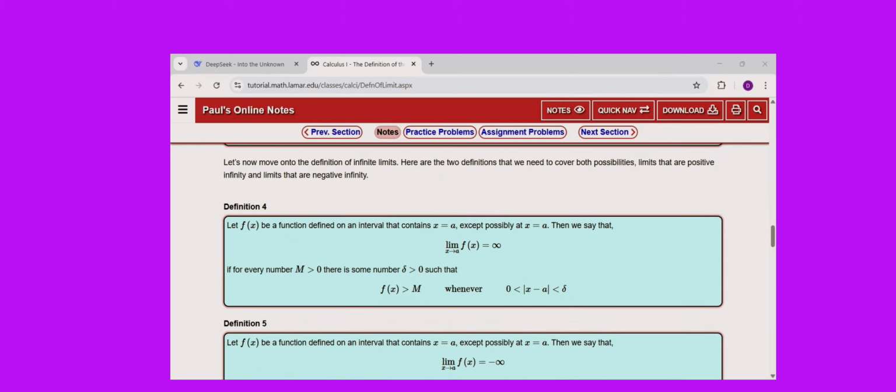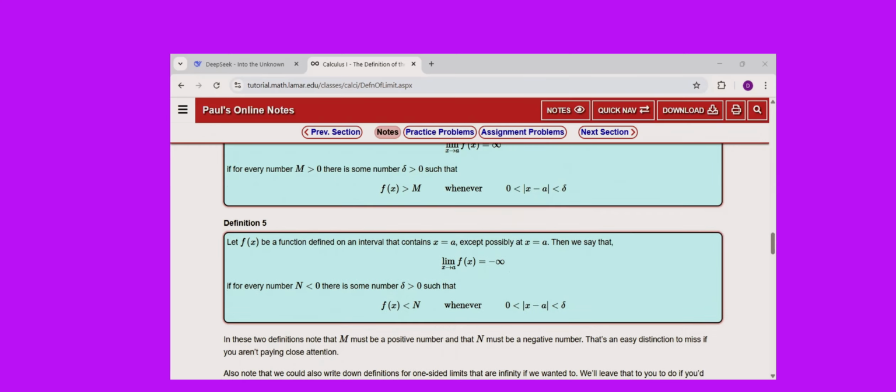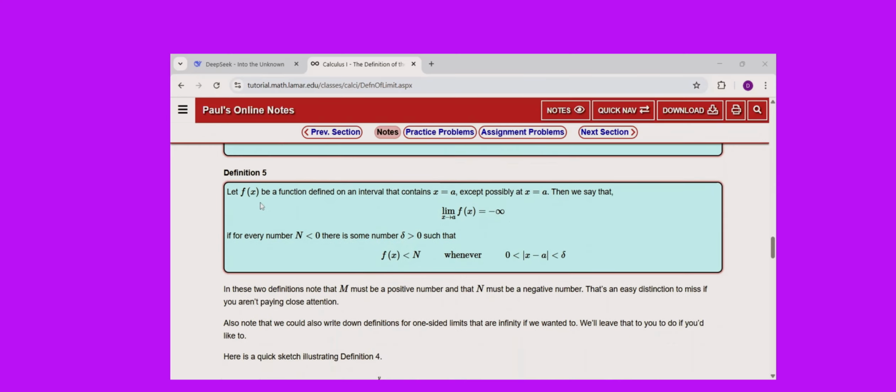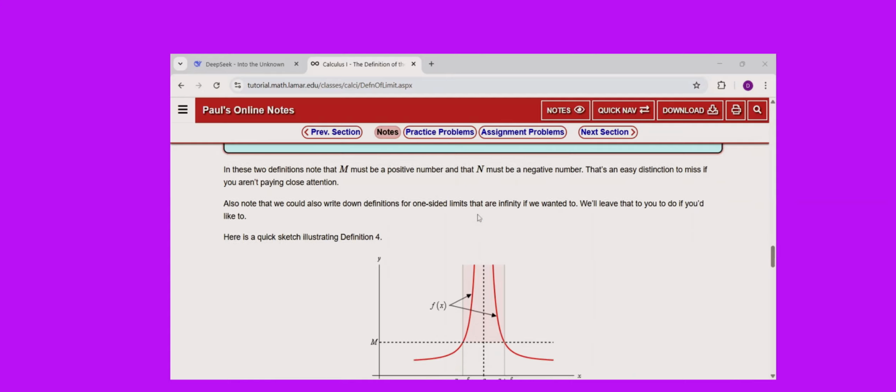Definition number 4: let f(x) be a function defined on an interval that contains x equal to a, except possibly at x equal to a. Then we say that the limit as x tends to a of f(x) is equal to infinity. And next, let f(x) be a function defined on an interval that contains x equal to a. Then we say that the limit of f(x) is minus infinity.